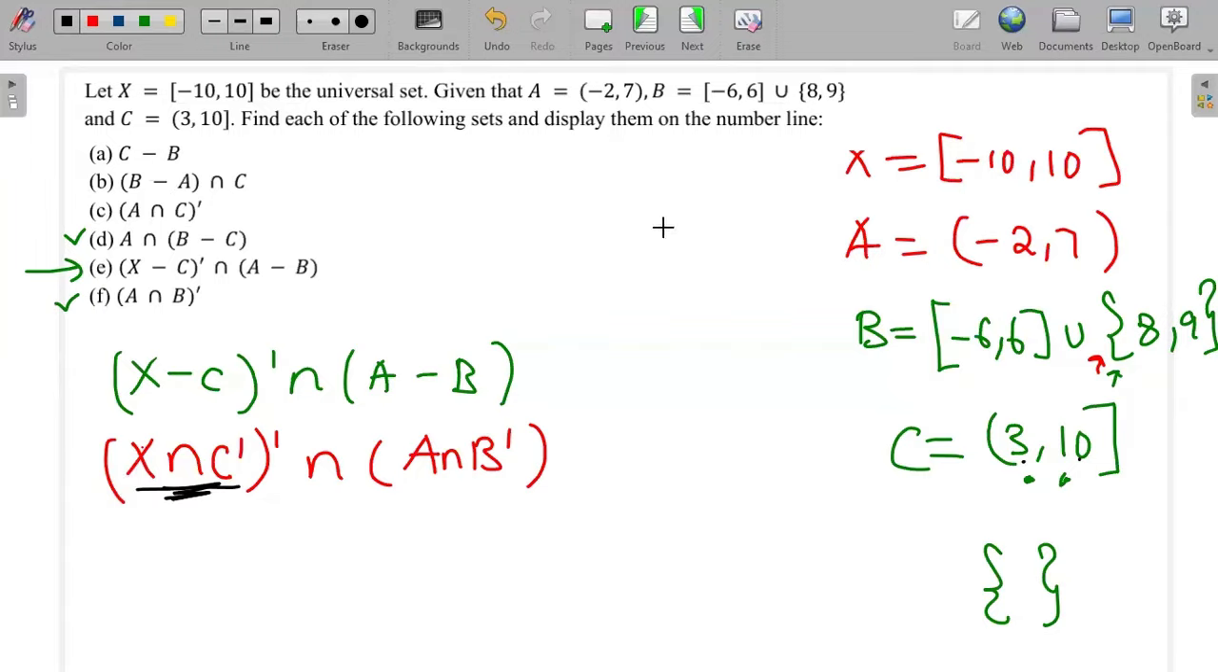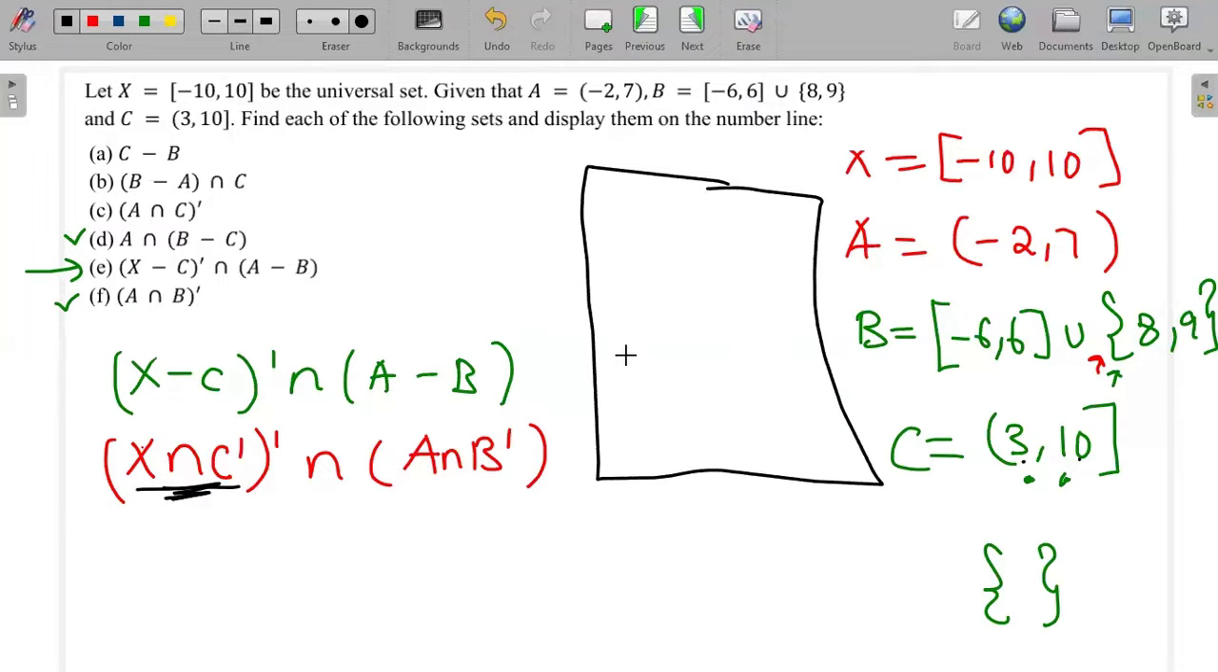So if we were to draw a picture, it would look something like this. Let's say this is my universal set, right? It means all the other sets are going to be part of the universal set. If this is my set C, my set C complement will be everything that is outside C here. That's why I have my C complement.